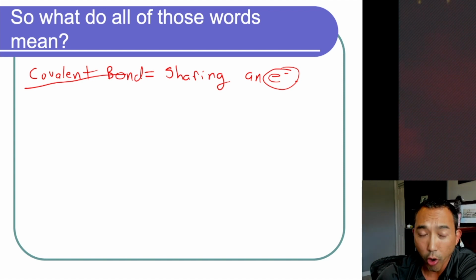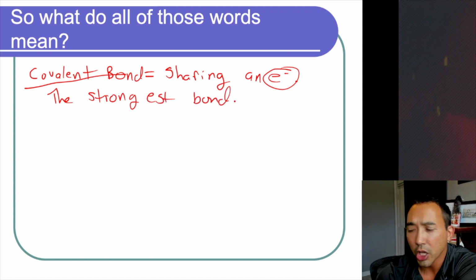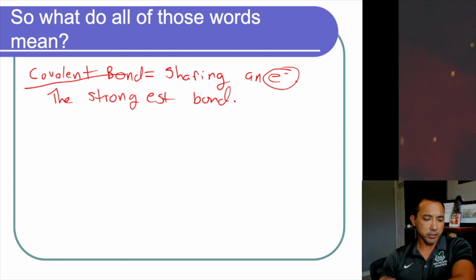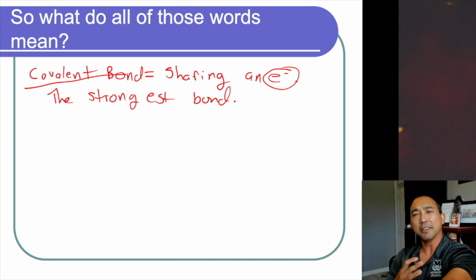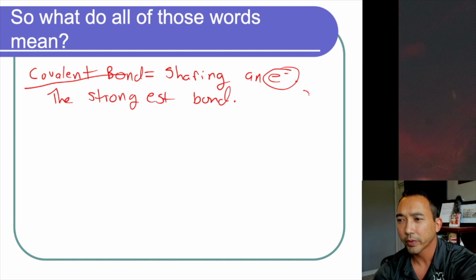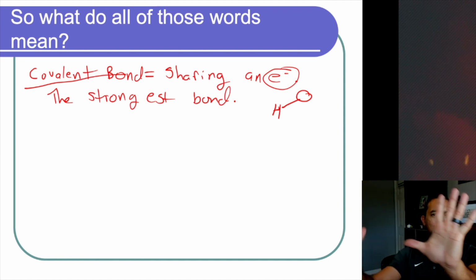A covalent bond also is the strongest bond. Okay? What does that mean? Well, if you look at my arm, and my arm is attached to my body. Kind of like the oxygen is physically attached to this hydrogen, just like my arm, and there's a line attaching to my hand, right?